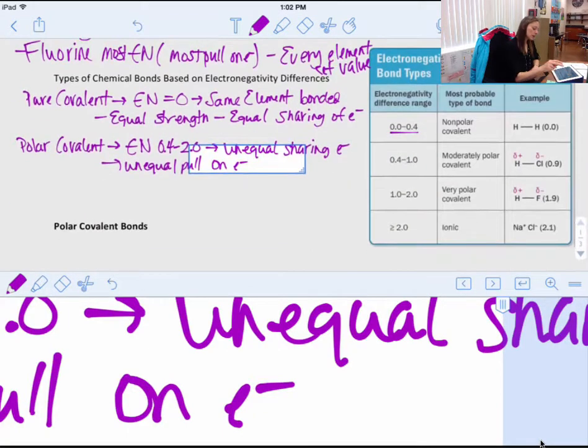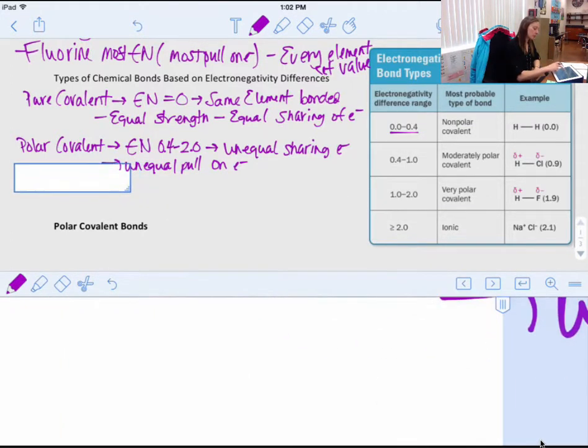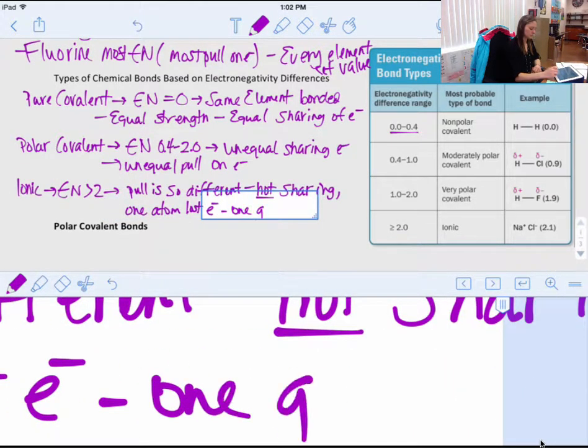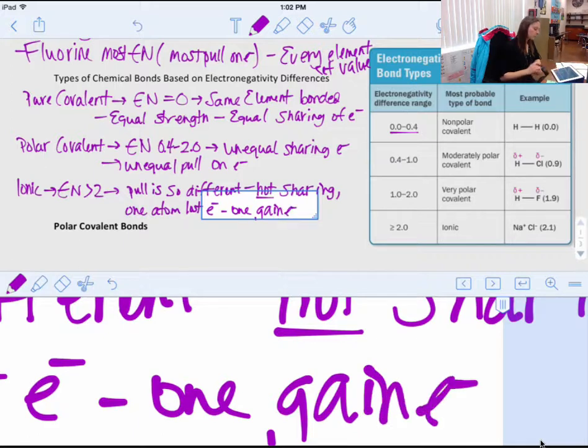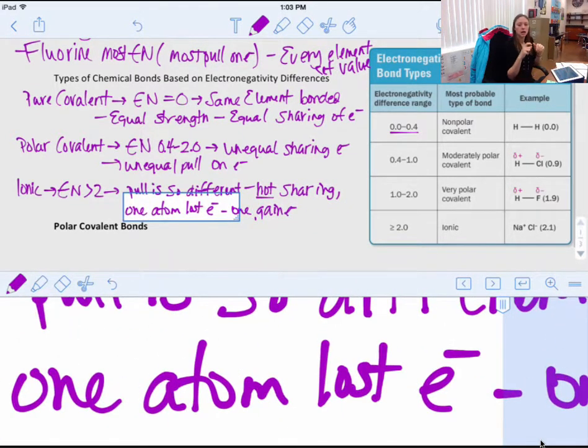covalent. Anything over a value of 2 is going to be an ionic bond, because that means we're not even sharing anymore. Okay, we're actually, one's gaining and one's losing, so we're going to write that in there. So you either have a pure covalent, a polar covalent, or what we looked at before, an actual ionic bond. All right, where again the pole is so different that they're actually not sharing electrons anymore. One atom lost the electrons and one atom gained the other electrons.